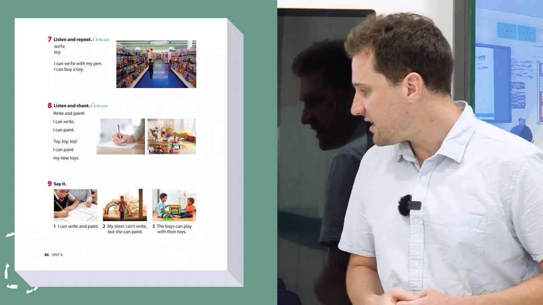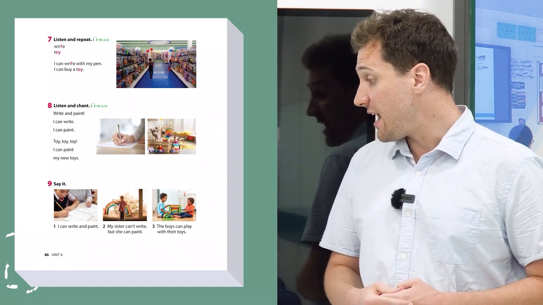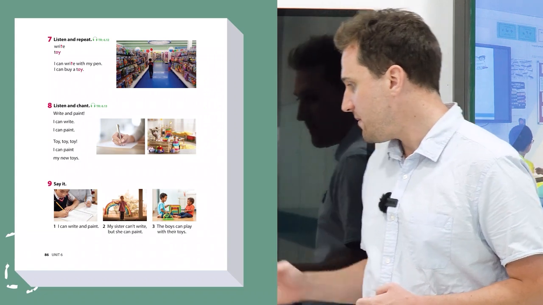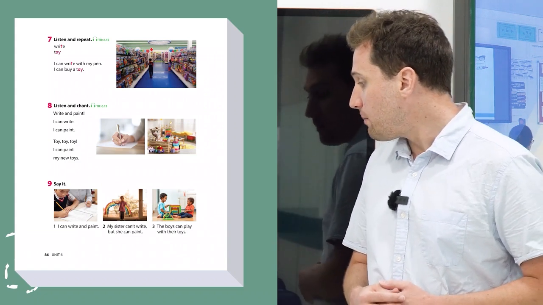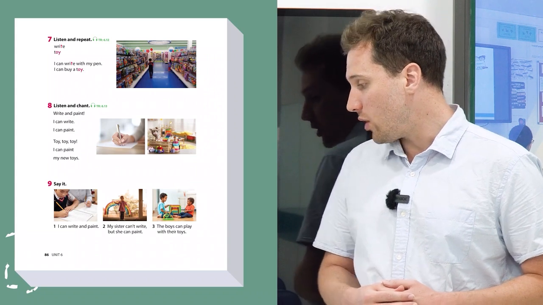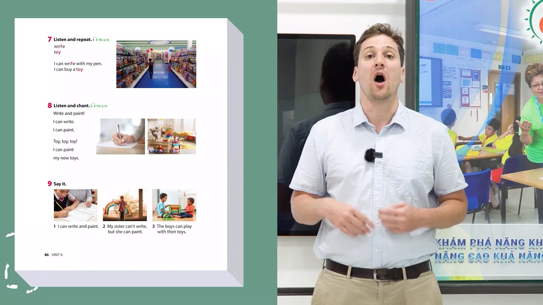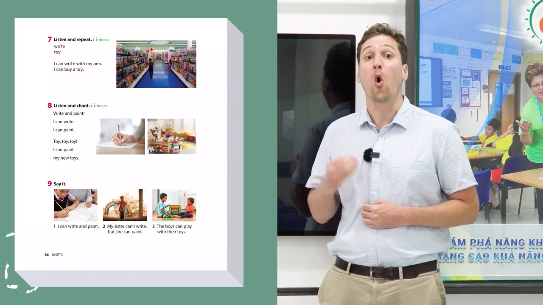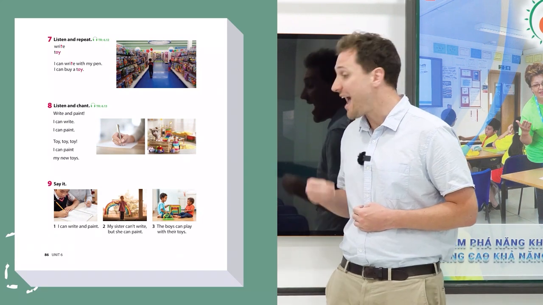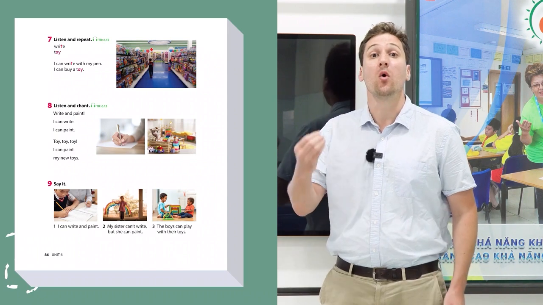Picture 2, my sister can't write, but she can paint. Okay. And picture 3, the boys can play with their toys. Okay, so here we have two words that use the oi sound. Boys and toys. Oi, boys.